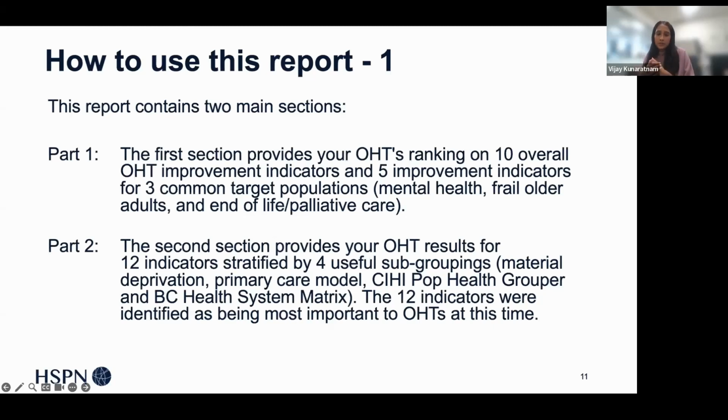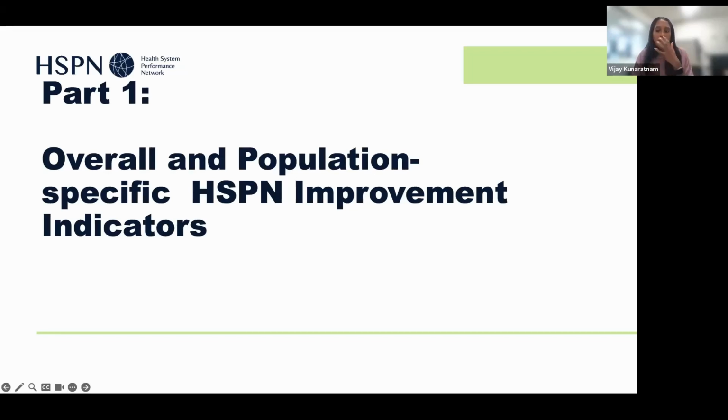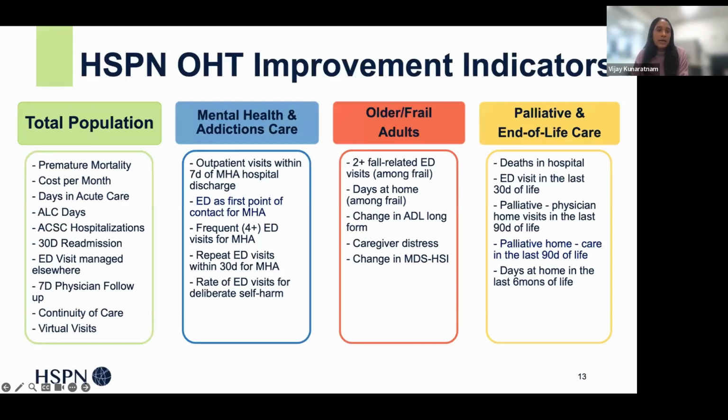The second section of the report, which Walter will focus on, provides your OHT results for 12 indicators stratified by 4 different useful subgroups. We've done these 12 indicators by material deprivation, primary care model, Chi-High population health grouper, as well as BC health system matrix. The 12 indicators that HSPN chose to visually represent were identified as being the most important to OHTs at this time. I'm just going to focus on the first part of the PowerPoint presentations.